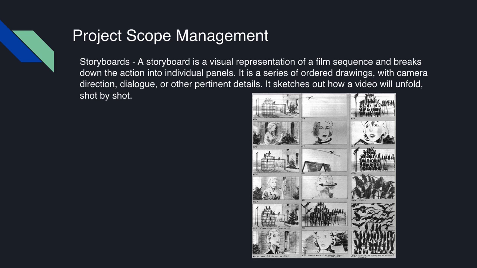However, in order to better identify the scope and the visual look that the director is looking to pursue, they can use several tools, one of which is storyboards. A storyboard is a visual representation of a film sequence and breaks down the action into individual panels. It's a series of ordered drawings.